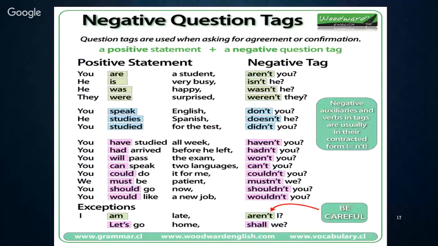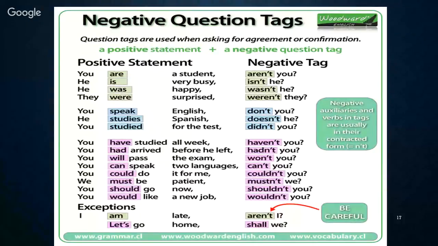Question tags are used when asking for agreement or confirmation. Positive statement, negative question tag. Please remember this, because in the exam we keep seeing the same mistake committed over and over. Our students keep making the same mistake again and again. They put a positive question tag for a positive sentence, and a negative question tag for a negative sentence. So please make sure you don't make the same mistake.